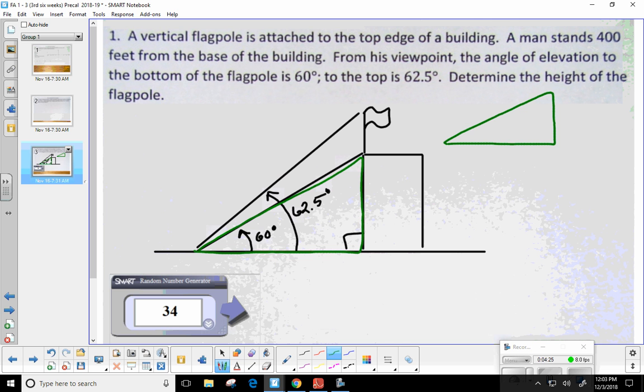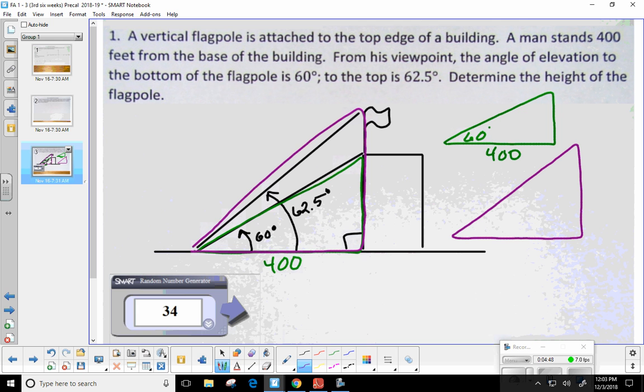Okay, so this one here has the 60-degree angle. And we know that the guy is standing 400 feet away, so I know the base of that one is 400. And then I can do the same thing for the larger triangle. Let me choose a different color here. All right, so I've got this larger one. I'm not able to trace very well today, so that's okay. The larger triangle, his angle is 62.5 degrees, and it still has 400.